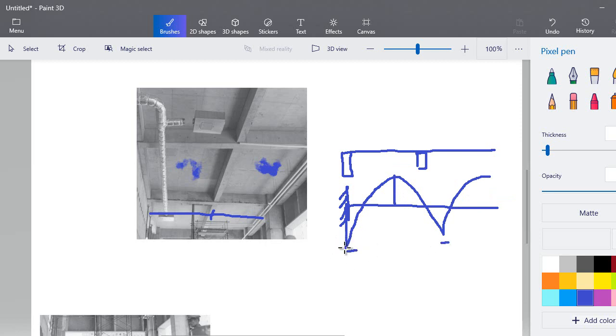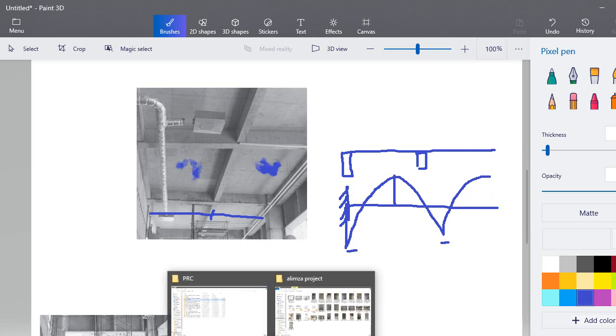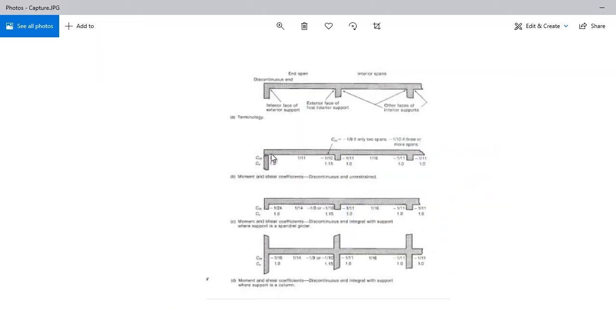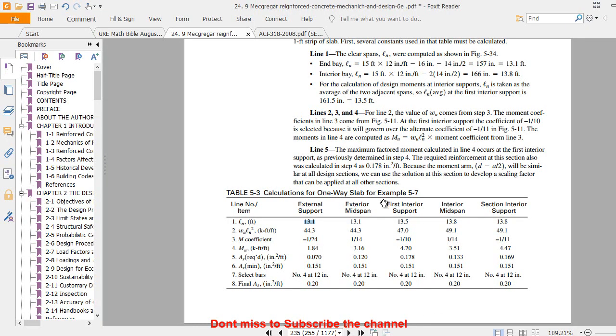To calculate this moment, we have to come back here and see the coefficient. You see -1/24. This is for the girder, for the first exterior support, and the length used will be 13.1 inch, that is clear. Similarly at the mat we will use the coefficient 1/14, and similarly at this face we will use -1/10, and here we will use -1/11, and then 1/16, and then the procedure will be repeated. So you don't need to be confused with these coefficients.